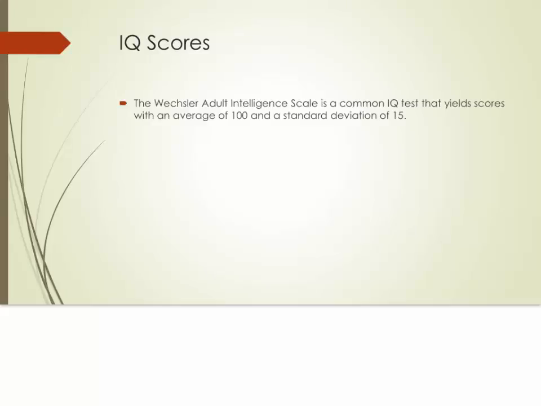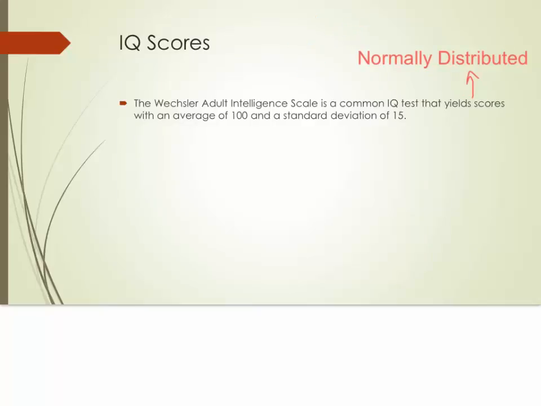IQ scores. The Wechsler Adult Intelligence Scale is an IQ scale whose test yields normally distributed scores with an average of 100 and a standard deviation of 15. So that's an important part I need to add in there for you guys. Without this bit of information, we actually can't do what I'm about to ask you to do.